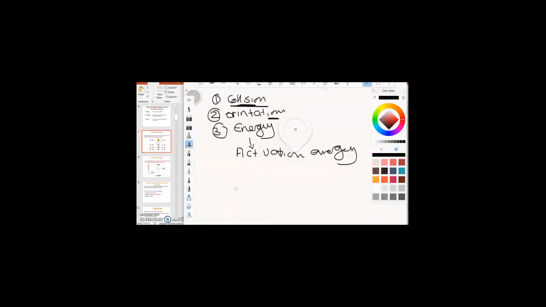What is the activation energy? Activation energy is the energy needed to start a reaction. The energy needed to start a reaction. If we have, for example, this is the reaction, the progress of the reaction, and this is the energy.